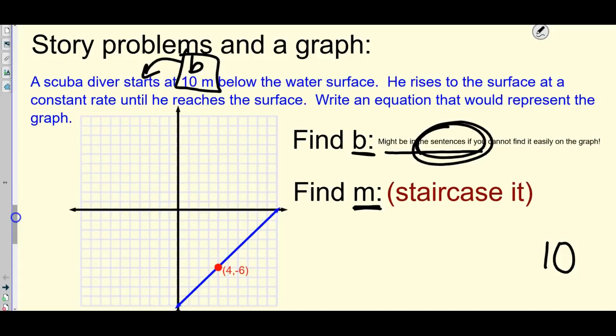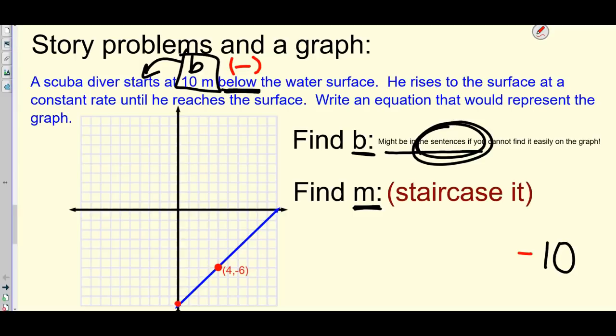It's 10. The thing is, you've got to look for some of the words here that are going to tell you signs. He's starting 10 meters below the water surface. If they're below, that's a negative. So you're negative 10 because you're below the surface. I'm going to staircase this. It may give you another point.